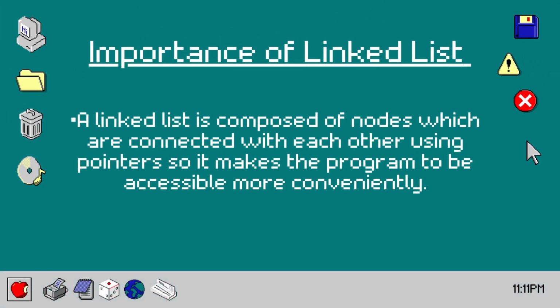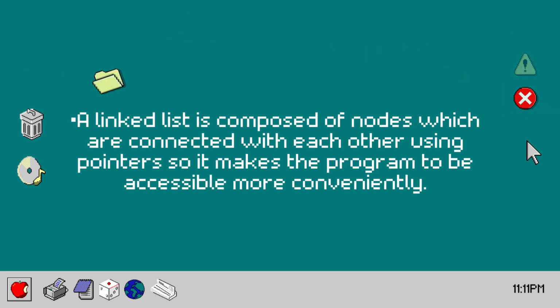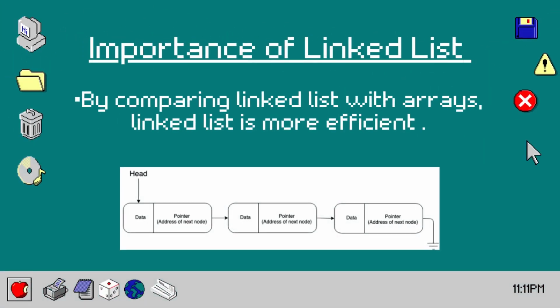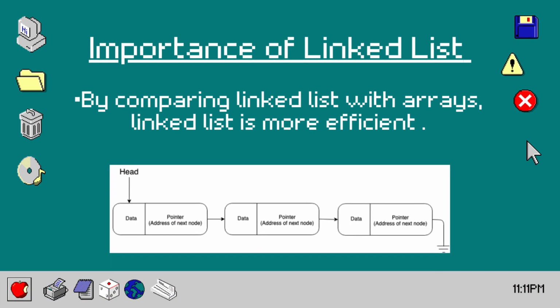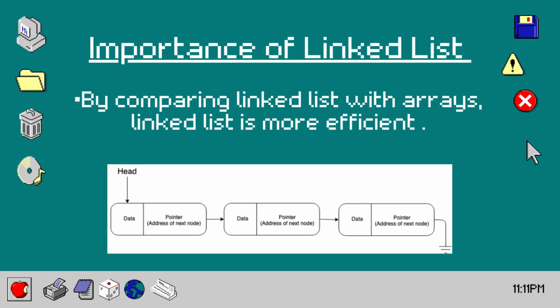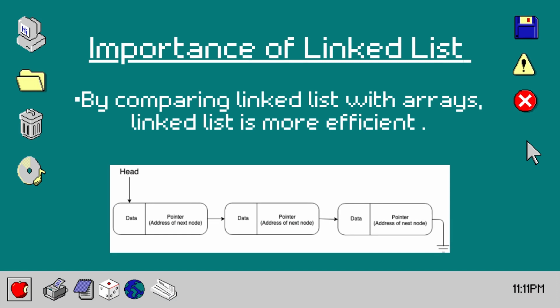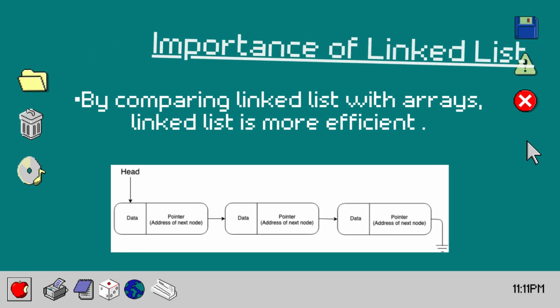Importance of linked list. A linked list is composed of nodes which are connected with each other using pointers, so it makes the program more conveniently accessible. The reason why linked lists are important is that they are dynamic data structures which are resizable at runtime. You can change them at any time. By comparing linked lists with arrays, linked lists are more efficient.